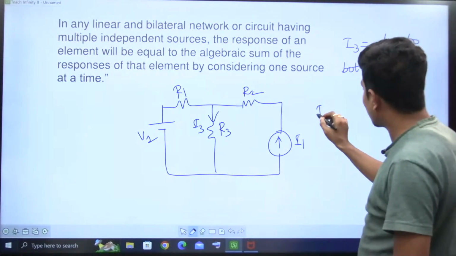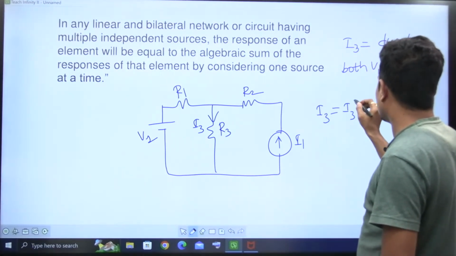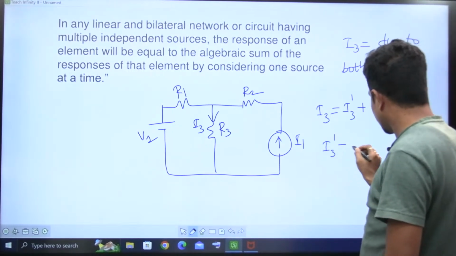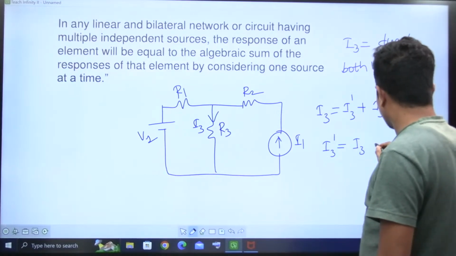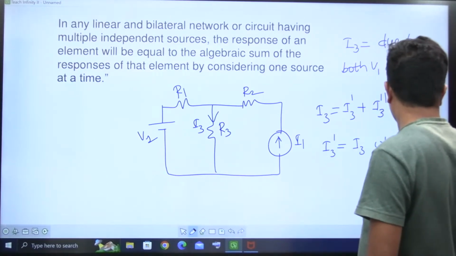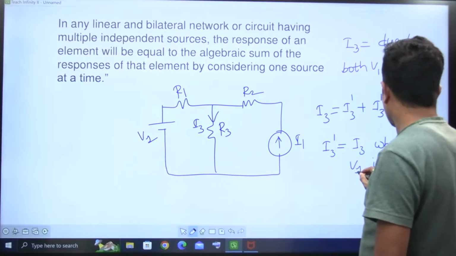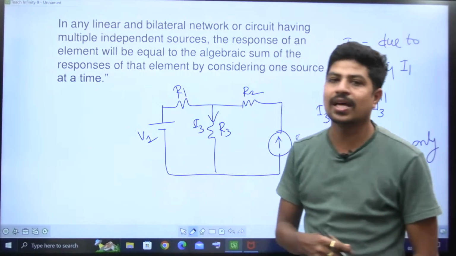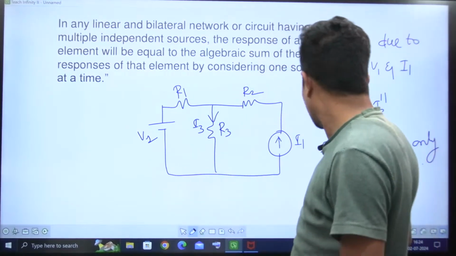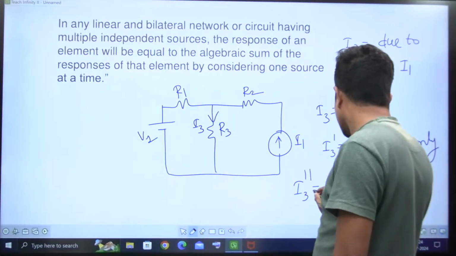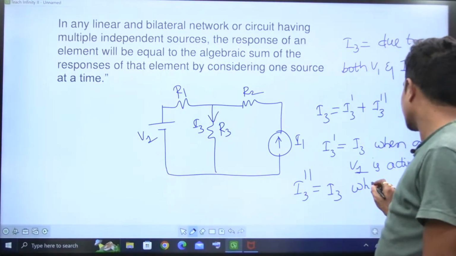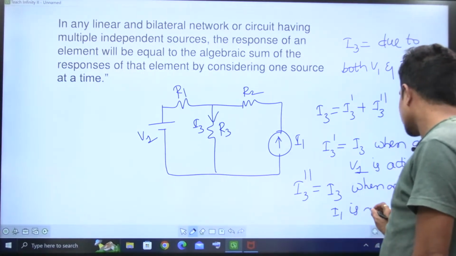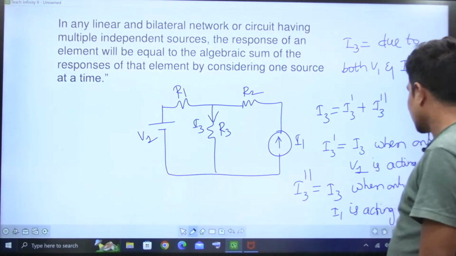So what that fellow says is I3 is equal to I3 dash plus I3 double dash, where I3 dash is equal to I3 when only V1 is acting. When only V1 is acting, means only V1 is working, means I1 is nullified, neglected, not considered, right? And I3 double dash is equal to I3 when only I1 is acting. I1 source is acting. So the statement is the response.